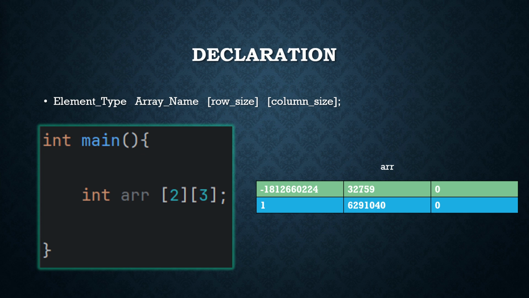To declare a two-dimensional array, we first specify the element type that will be stored in the array. Then we have to provide a name for the array. Next, we write the number of rows we want to allocate in brackets, followed by the number of columns in a separate bracket. For example, we have an array named ARR that has 2 rows and 3 columns. Since we only declared the array and did not initialize any values, it will contain garbage values which can be different each time the program runs.